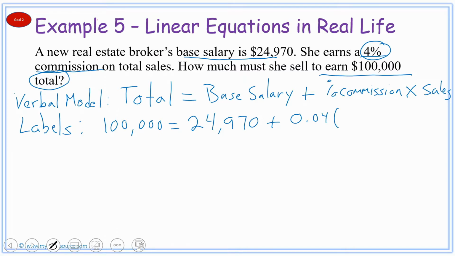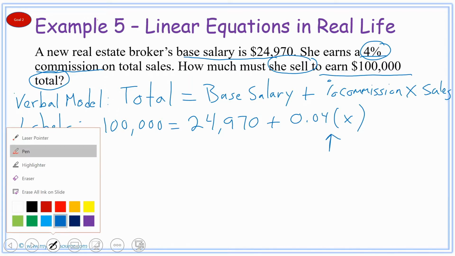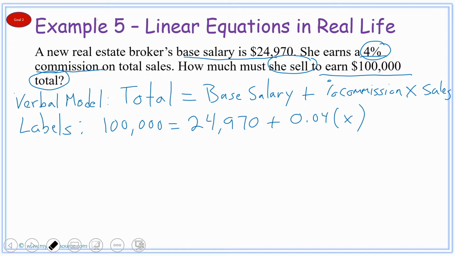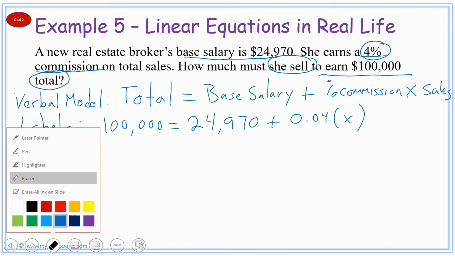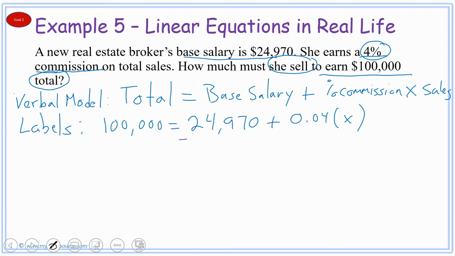But we don't know what the sales are, so we can just write x. So that's what we're looking for. How much should she sell? So we're looking for x. So now that we have an equation here, we can solve it. And we just utilize our steps. So we're going to start with the weaker operation. This is multiplication, so we're not going to start there. We're going to start with the weaker operation, and our weaker operation is to subtract the opposite sign, 24,970, and what we do to one side, do to the other.